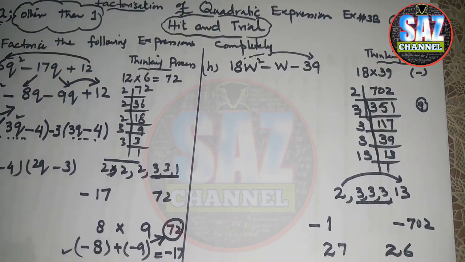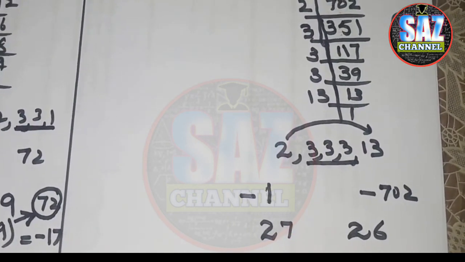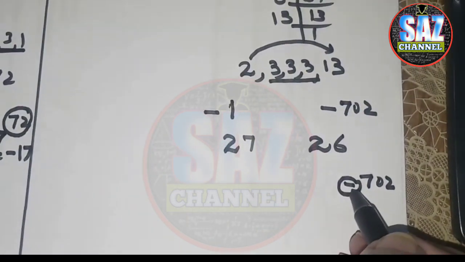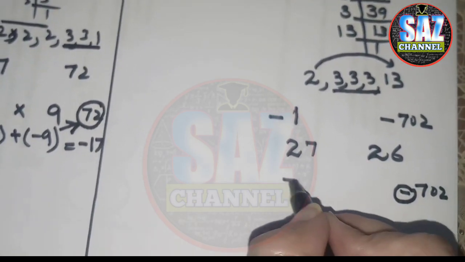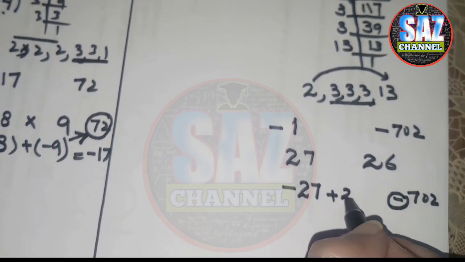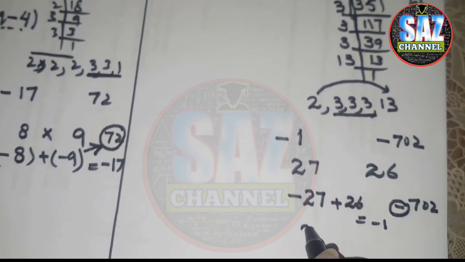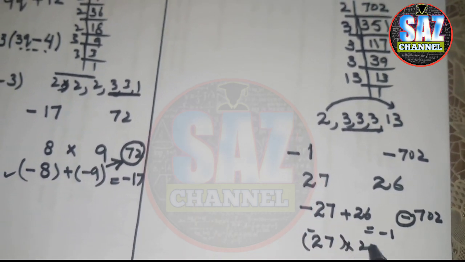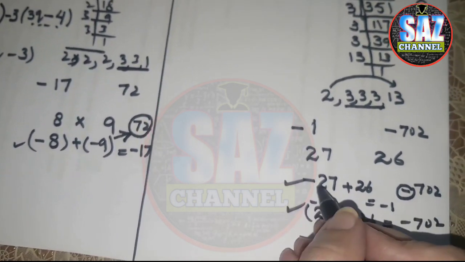Yes, the answer is 702, but I need -702. And the second thing is that I need -1 over here, so for that I have to choose 27 with a negative sign and 26 with a positive sign. Yes, this will give me -1, and on multiplying 27 by 26, this will give me -702. Yes, this is a suitable choice.